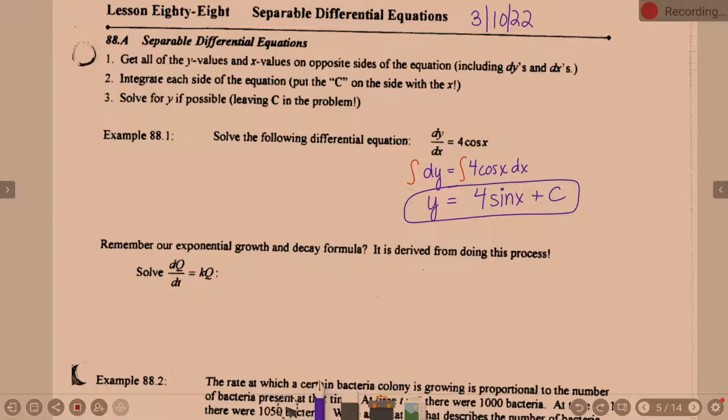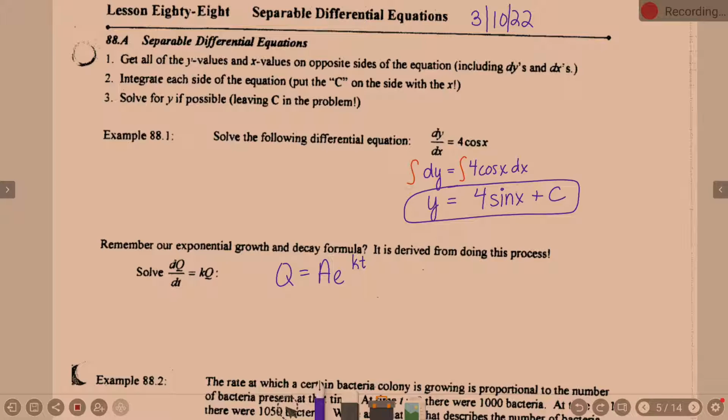Now, before we move on to example 2, notice it says, remember our exponential growth and decay formula, and then it says it is derived from doing this process. I don't remember what variables we used at the time. I'm going to use the variables I have written down here, because I have written down Q equals A e to the kt. I think we did A of t instead of Q.